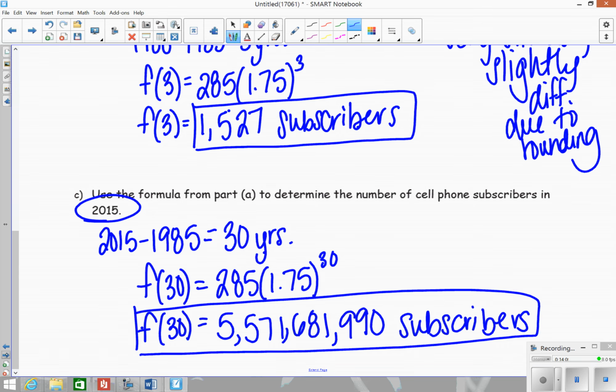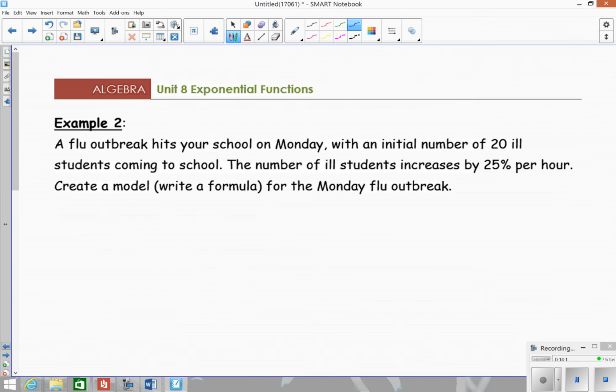So let's look at the next problem here. So we're just going to do some more practice problems like this. So this problem's talking about a flu that hits our school on Monday, hopefully not our school, with an initial number of 20 ill students coming to school. So we start with 20. The number of ill students increases by 25% every hour. That's kind of scary. Create a model for the Monday flu outbreak.